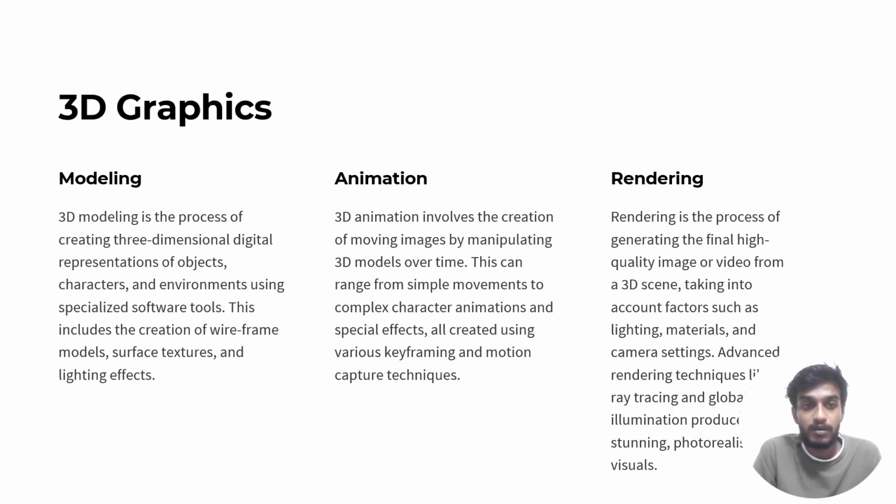3D graphics, modeling. 3D modeling is the process of creating a three-dimensional digital representation of objects, characters and environments using specialized software tools. This includes the creation of wireframe models, surface textures, and lighting effects. Animation. 3D animation involves the creation of moving images by manipulating 3D models over time. This can range from simple movements to complex character animations, and special effects are created using various keyframe and motion capture techniques.